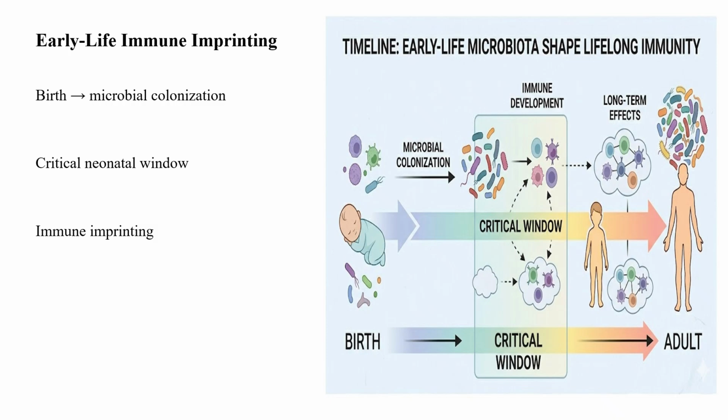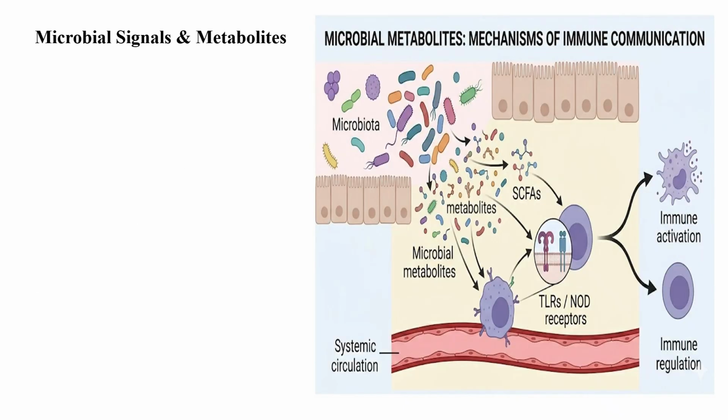Factors like delivery mode, diet, and antibiotic exposure can alter microbiota composition. These early life interactions have long-term consequences, affecting susceptibility to diseases such as allergies, autoimmunity, and metabolic disorders. Early life microbes shape the immune system, but it is their signals and metabolites that really drive this process.